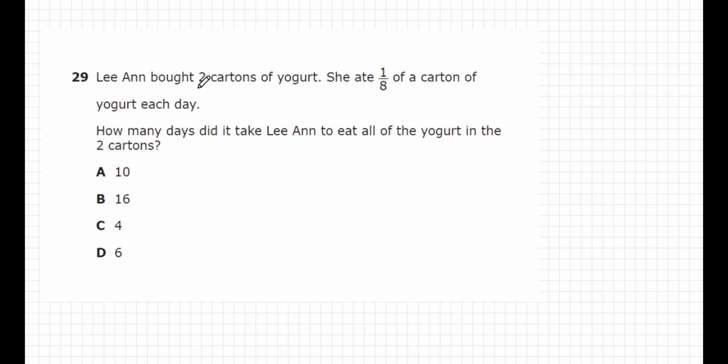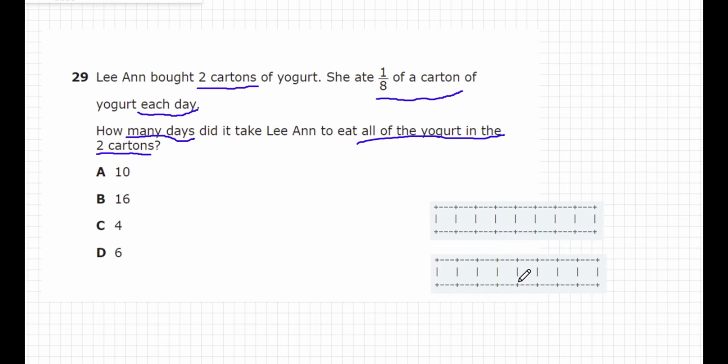Question number 29. Leanne bought 2 cartons of yogurt. She ate 1/8 of a carton of yogurt each day. How many days did it take Leanne to eat all of the yogurt in the 2 cartons? We'll draw 2 cartons of yogurt with 8 yogurts in each. Leanne ate 1/8 of a carton of yogurt each day.